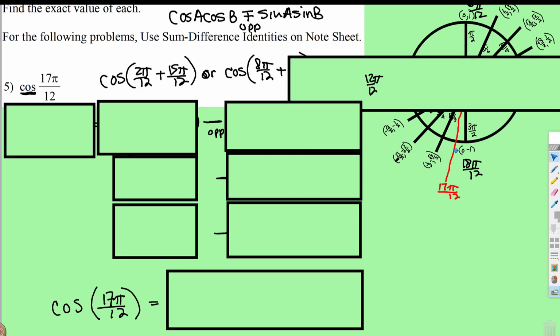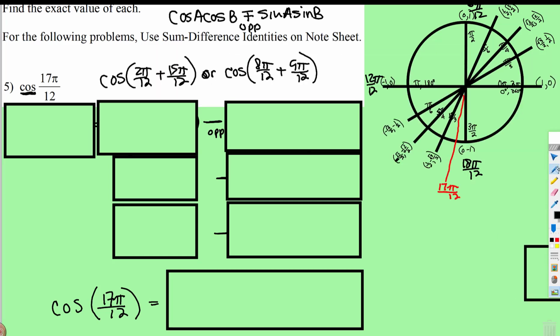Okay, so for 17 pi 12, it's a little bit tricky, but we could add 2 pi 12s, because 2 and 12 reduce to pi 6, and 15 pi 12s. Those two add up to be 17. 15 and 12 have a 3 in common. That would be 5 pi 4s. Or we could do 8 and 9. 8 pi 12s, they both have a 4 in common, leaving 2 pi 3rds. 9 pi 12s both have a 3 in common, leaving 3 pi 4s. I went ahead and selected this one.